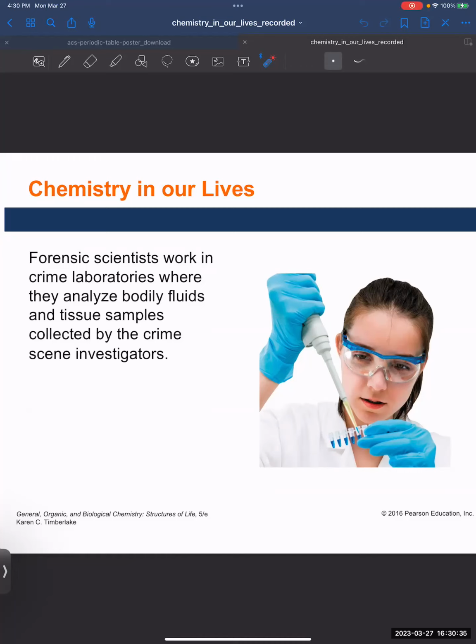So for example, a lot of students can get excited about chemistry when they watch a TV show or a movie that involves forensics. And in fact, forensic scientists that work in the crime laboratories have to have an extensive knowledge of chemistry so they can analyze bodily fluids and tissue samples that are collected by the crime scene investigators to help solve whatever mystery they're trying to solve.